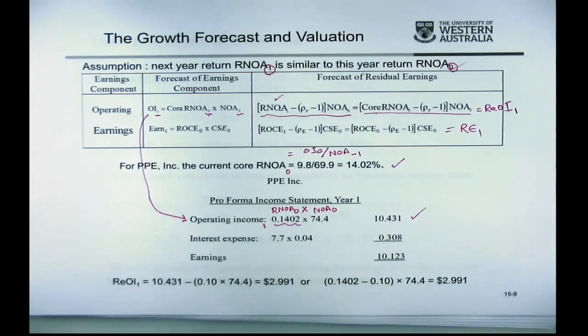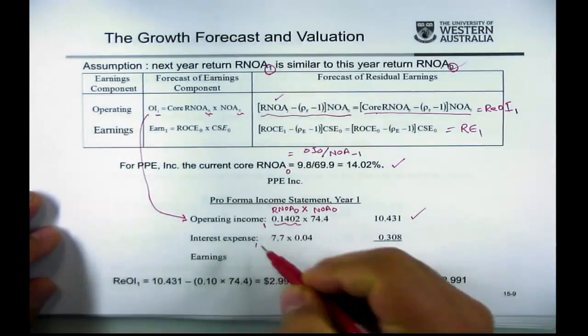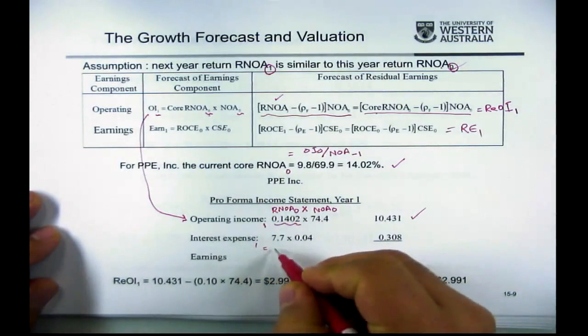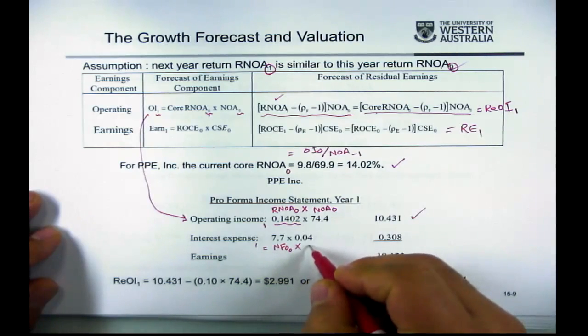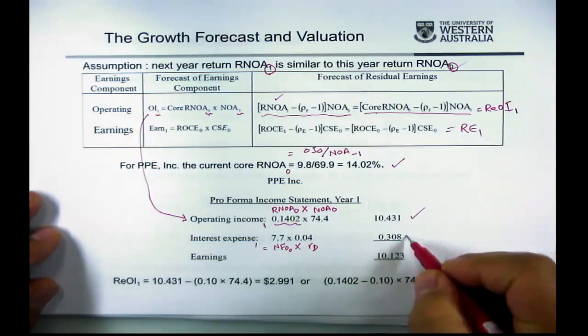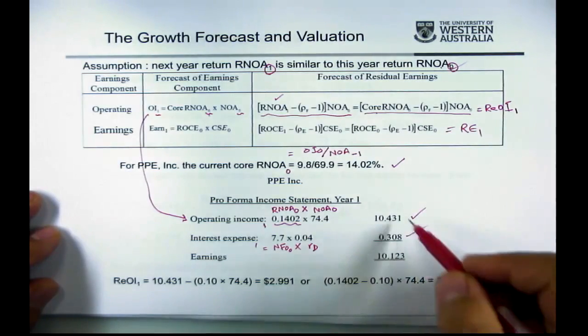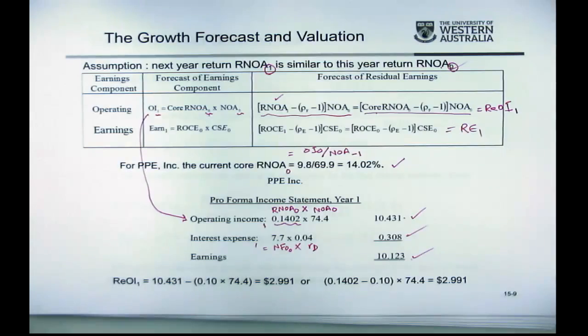The interest expense in year one is equal to net financial obligations in year 0 times the after-tax cost of debt, and earnings is the difference between this and this. Okay?